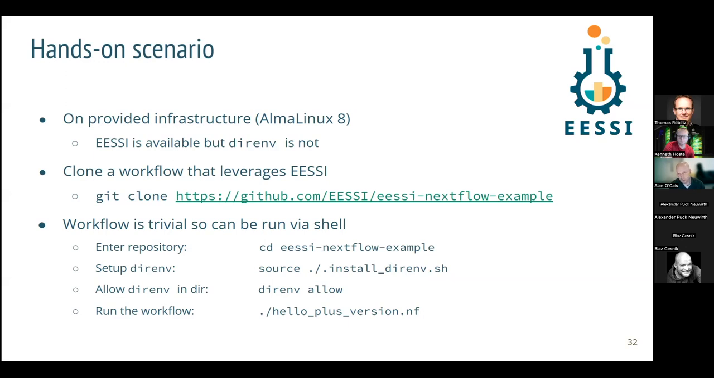What you're going to do is enter the cloned repository. You're going to source a particular file, and that's actually going to install direnv for you. Like I said, direnv is not already available on the system, so you'll need to install direnv. And you need to allow direnv in the directory. Well, we'll see that in a second. direnv will tell you that it's not allowed to run in a particular directory, and then you need to tell it that it's okay, it can run in that directory. So you need to give it explicit permission to run. And then once you do that, you'll see some output, and then you'll be able to run that workflow straight away.